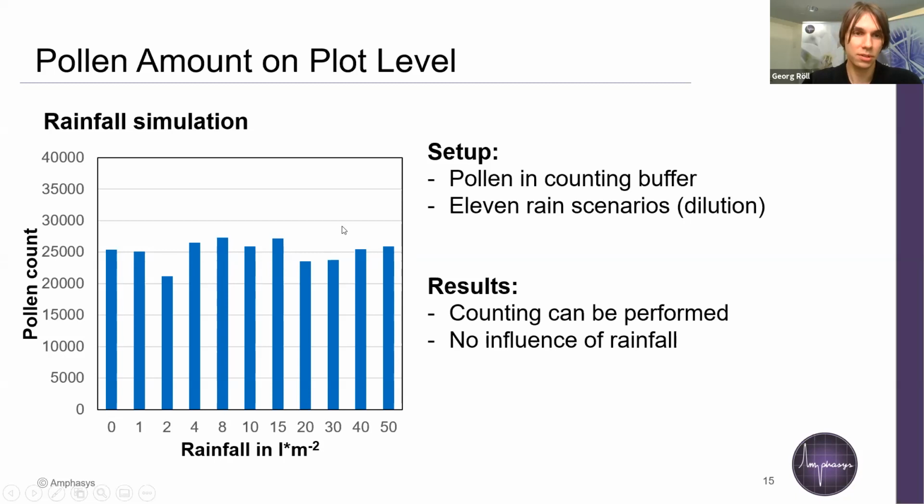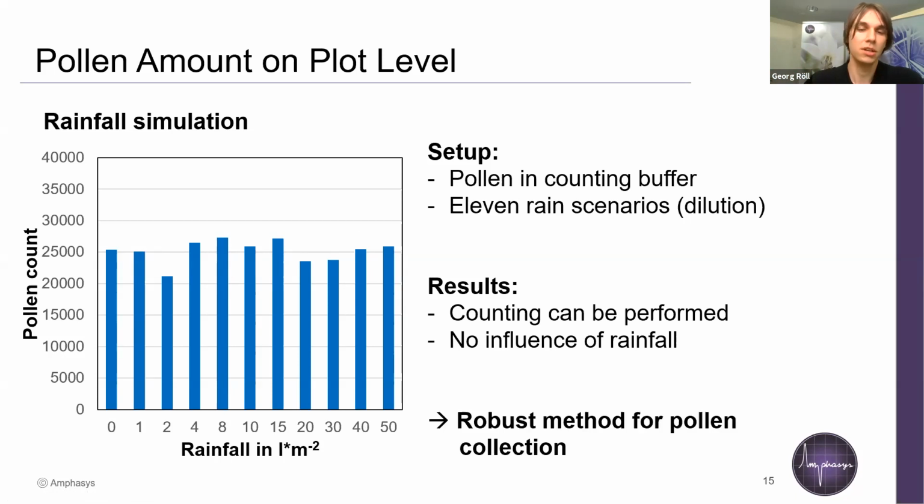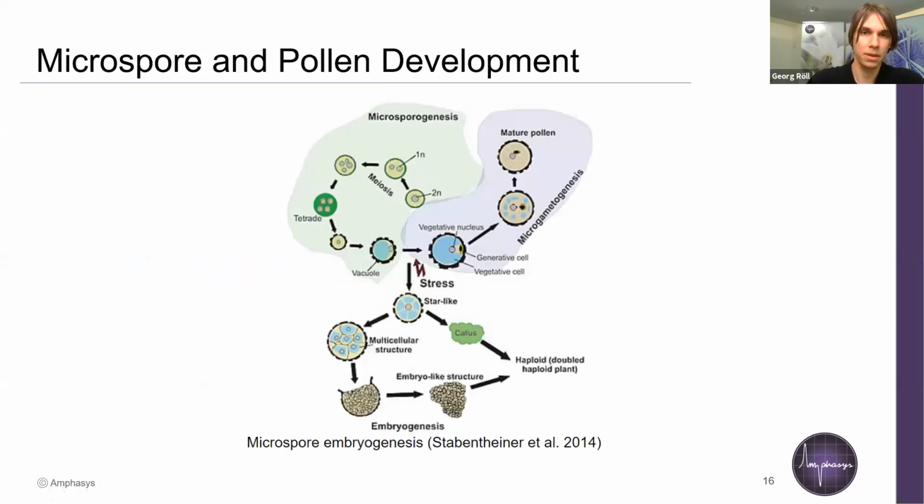What you maybe should take care about: if you have a lot of rainfall and basically you get an overflow out of the pollen trap, then you should really avoid that, because you will lose pollen grains, and then it's not robust anymore. But just by diluting it, you can basically count it. It's not a problem. So basically, it's a very robust method for pollen collection.